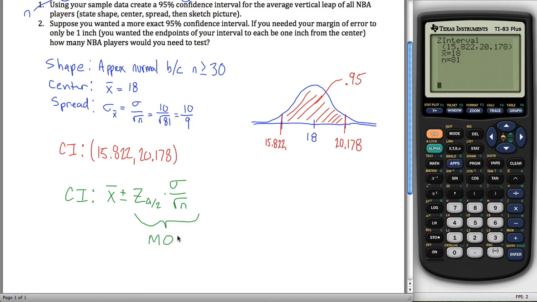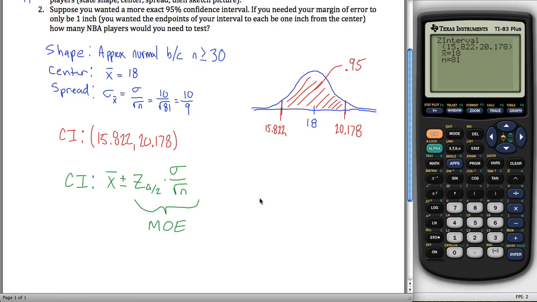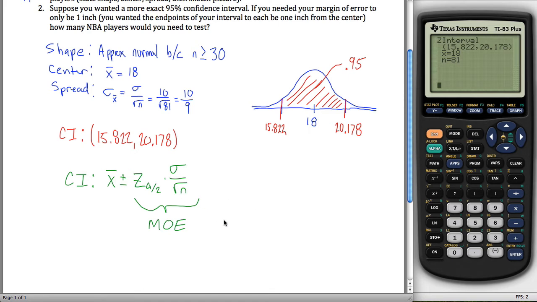So what it's saying in this problem is we want our margin of error to only be equal to 1. We want z sub alpha over 2 times sigma over the square root of n to be equal to 1. It says figure out what n would have to be. How many NBA players would you need to test if we want our margin of error to only be 1 inch? If we can figure out what sigma and z sub alpha over 2 are, we can solve this equation for n. Z sub alpha over 2 is something we've seen before.